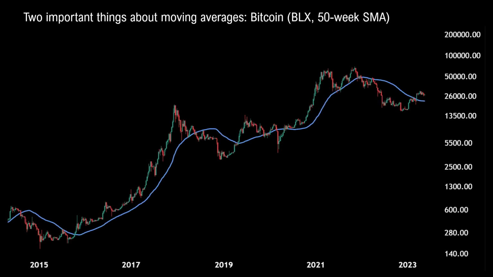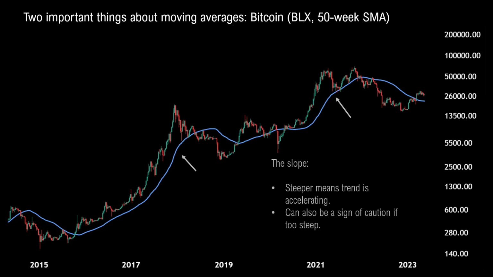So when it comes to moving averages, there are 2 important concepts to understand. The first is the slope of the moving average. A steeper slope means the trend is getting stronger. And when it comes to steepening trends, there is no better example than this 50-week moving average on the Bitcoin price. On the flip side, a steepening slope can also be a sign of caution. As you can see with Bitcoin here, the slope of the SMA practically went vertical on 2 occasions before Bitcoin topped out. And we all know what happened after.